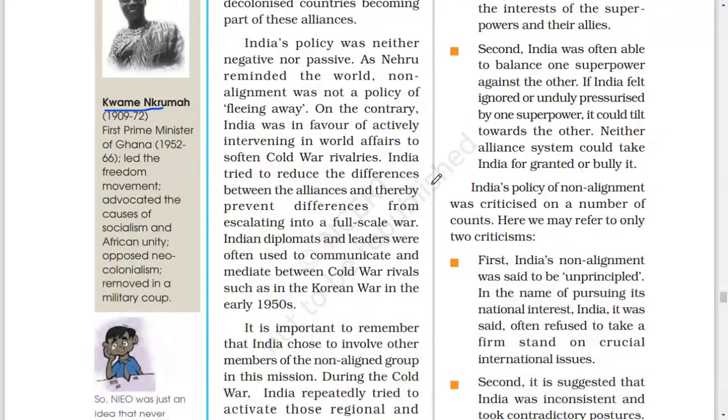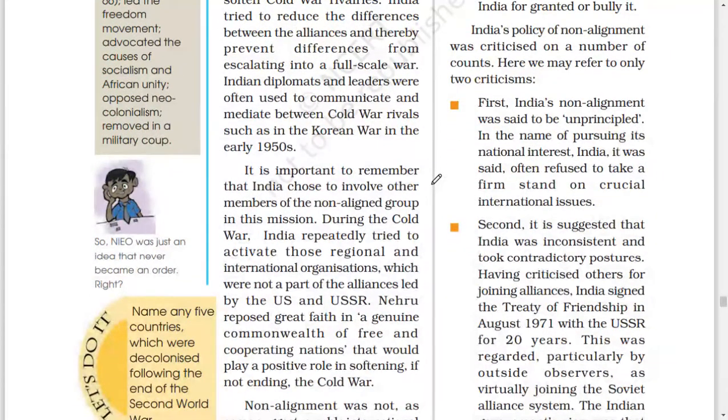India's policy of non-alignment was criticized on a number of counts. Here we may refer to only two criticisms. First, India's non-alignment was said to be unprincipled, in the name of pursuing its national interest. India, it was said, often refused to take a firm stand on crucial international issues.